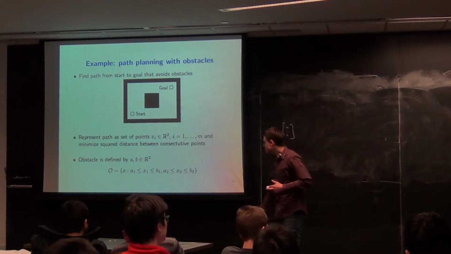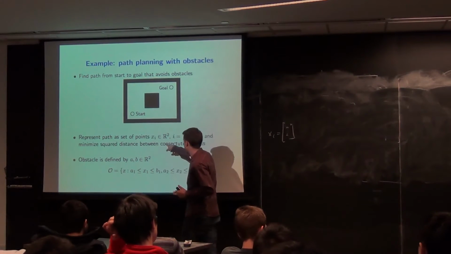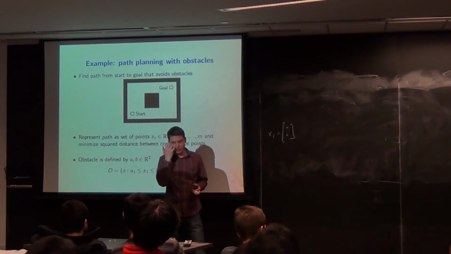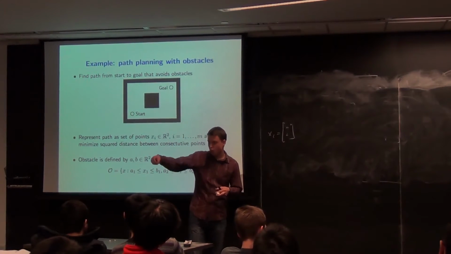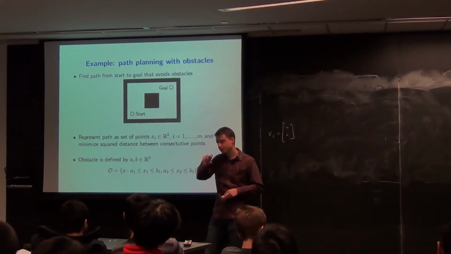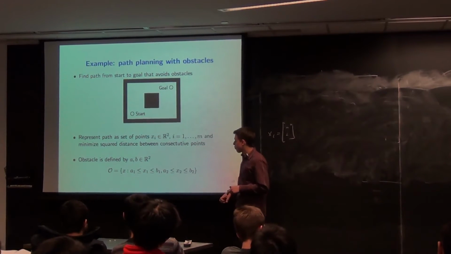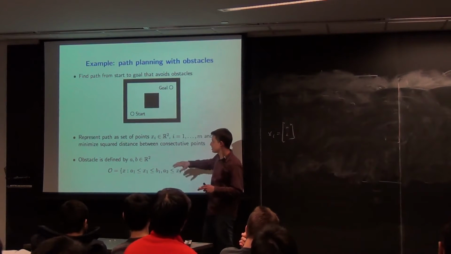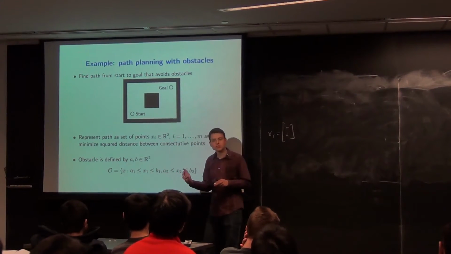I want to plan a sequence of points, xi, from i equals 1 to m. You can think of these as kind of like waypoints in the space. These are the points that will delineate the path. We can minimize a lot of things, but we're going to choose to minimize the squared distance between consecutive points.